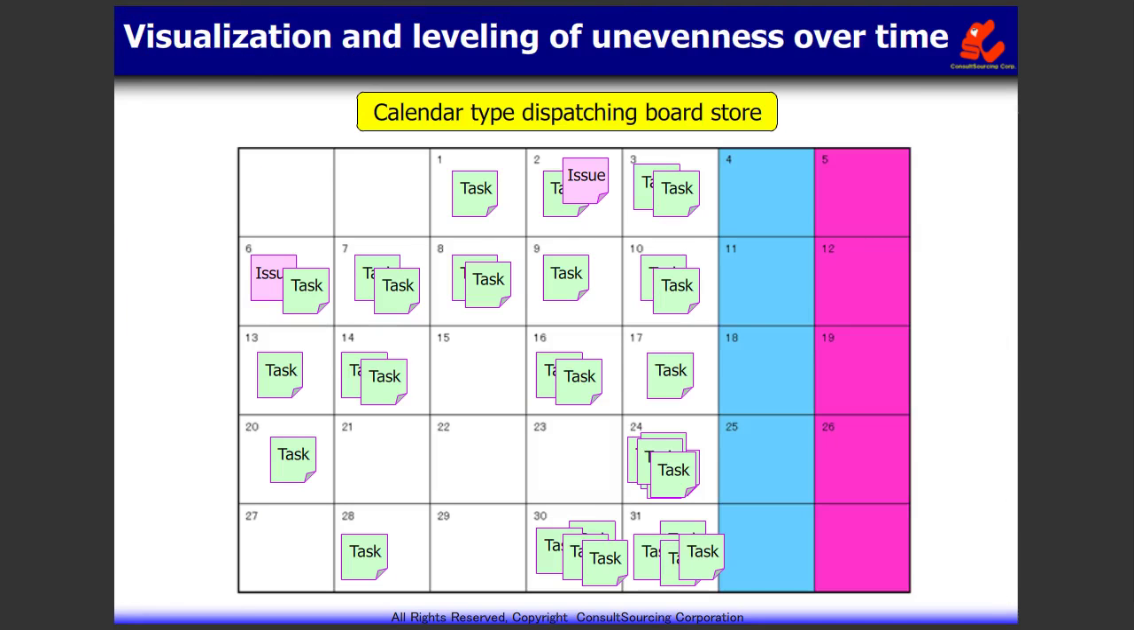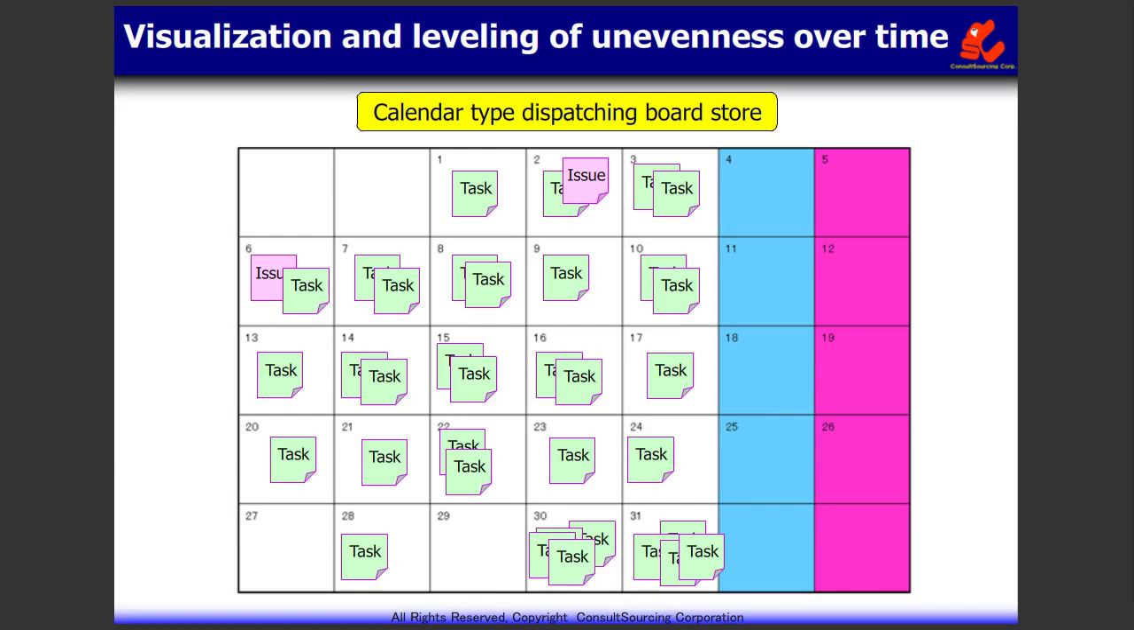To reduce daily workload unevenness, use a calendar. In the Kanban system, this calendar is called the dispatching board. Post the task cards to the calendar. Transfer cards from busy days to an earlier non-busy day to eliminate unevenness of workload. Due to setups and required information, some tasks cannot be carried out in advance. However, enabling this will help improve the workload unevenness on certain days.